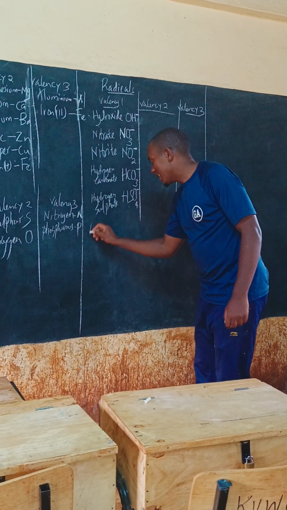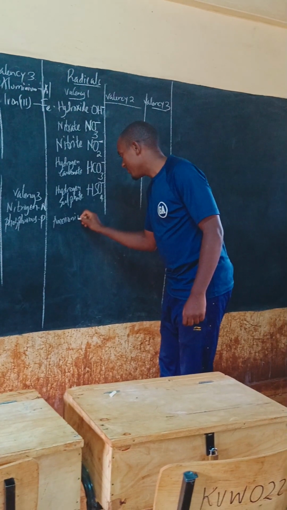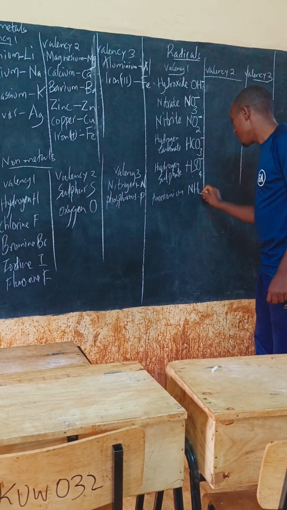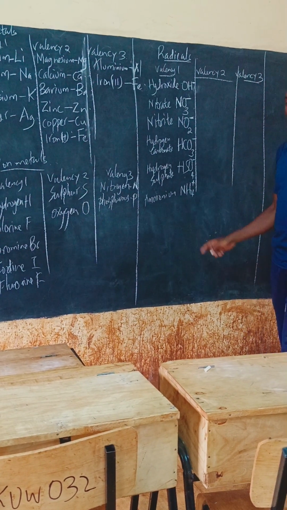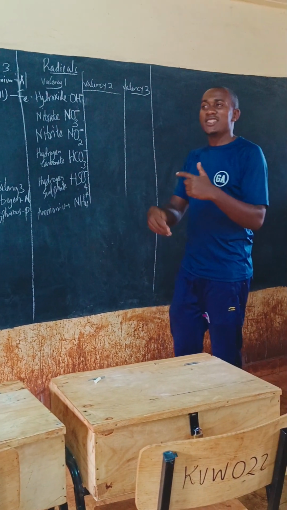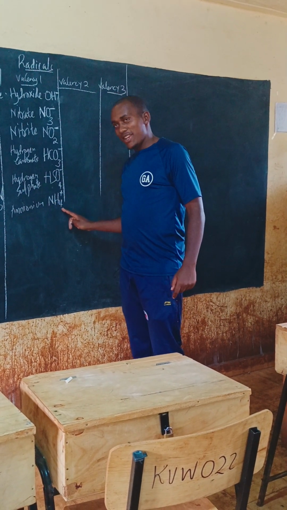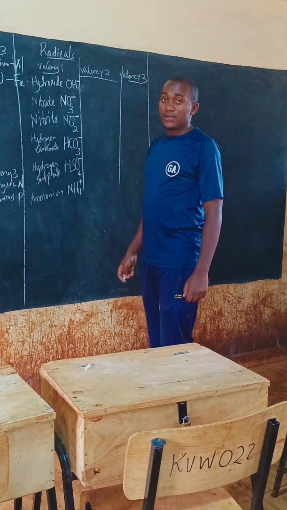And we have finally the ammonium ion or radical, which is NH4 plus, meaning it's NH4 valence 1. That is what you should know. You should just know that it has one N, 4 hydrogens, and it is in valence 1. Let's go to valency 2.